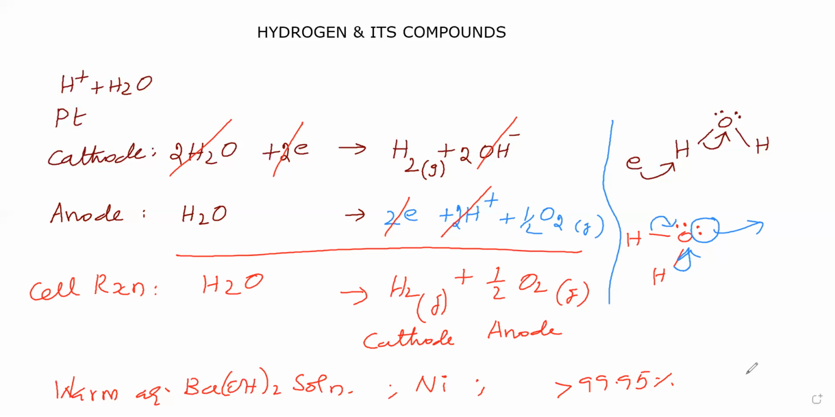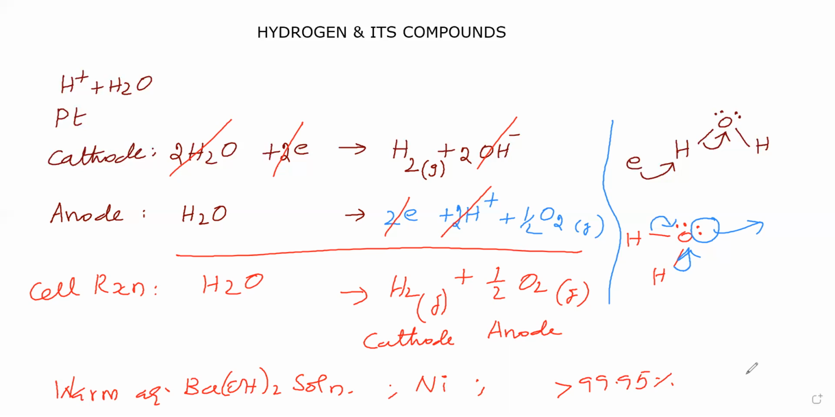Then we'll see the properties of hydrogen. Hydrogen is colorless, odorless and tasteless. It burns with oxygen, as it is a highly inflammable gas. Highly inflammable gas means if it catches fire, it will burn giving a lot of energy. Its density is less than air, therefore we can say it is lighter than air.